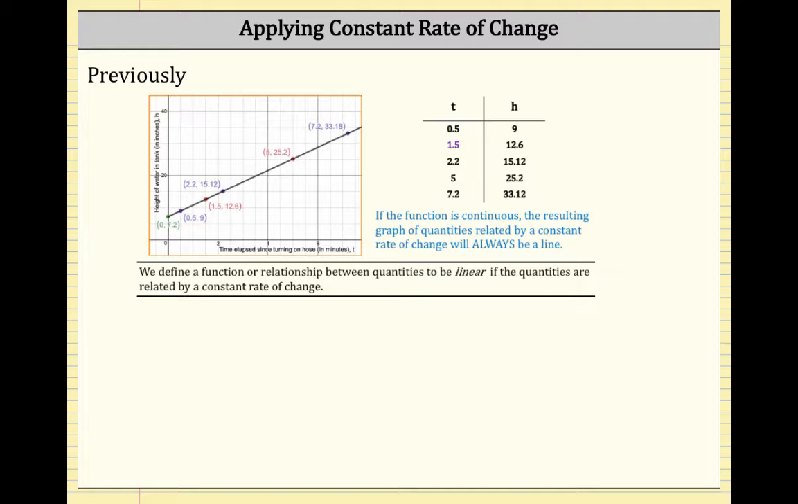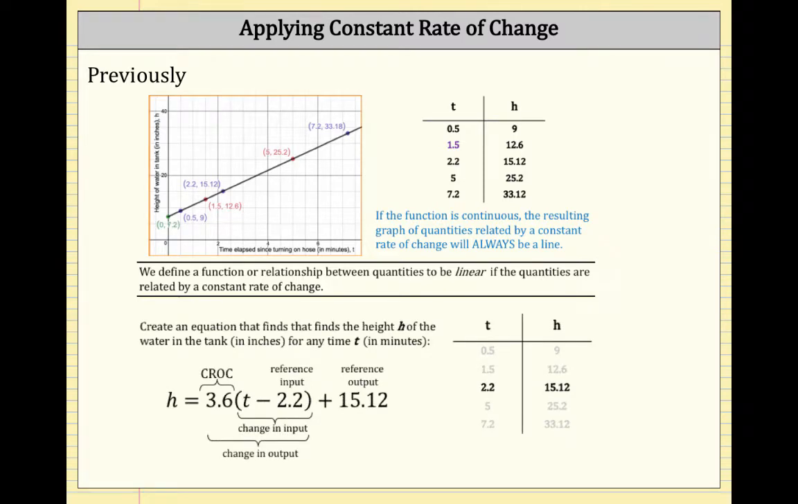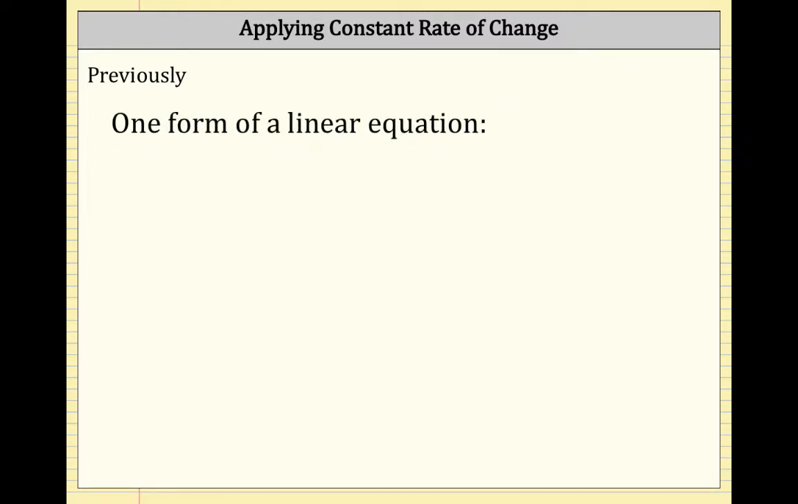And we had used this constant rate of change to find other values in the table and also other values in a graph. Furthermore, we had developed an equation that describes the relationship when quantities are related by a constant rate of change. In this case, we had a constant rate of change of 3.6, and a reference input and output of 2.2 and 15.12 respectively. So we're going to study this a little further today.